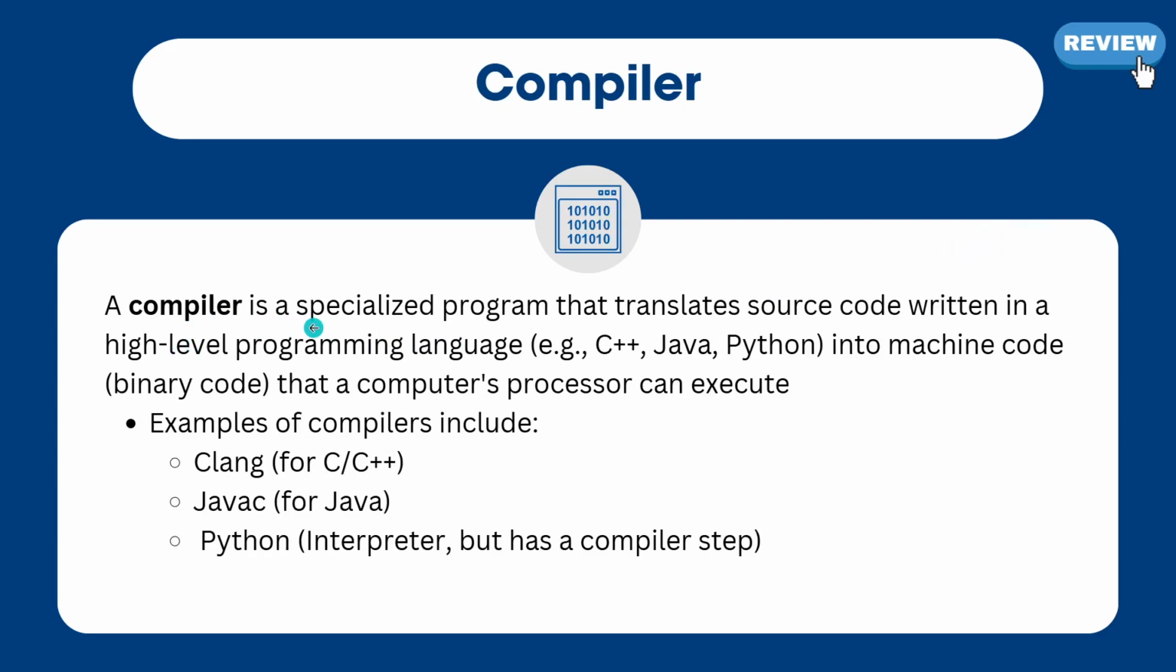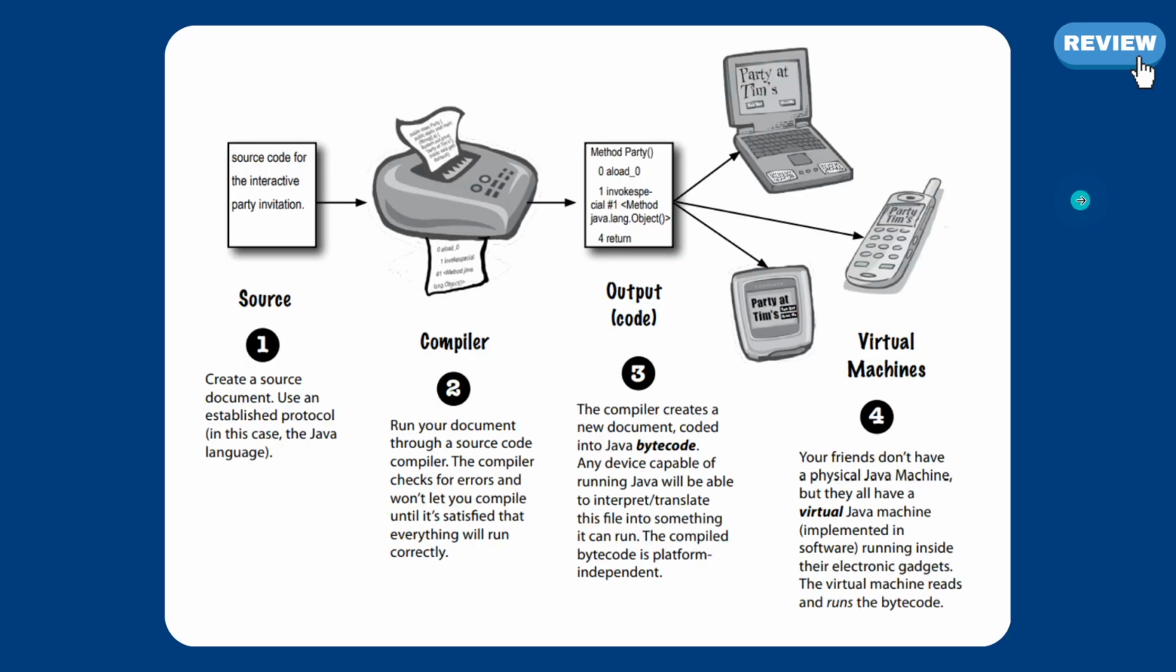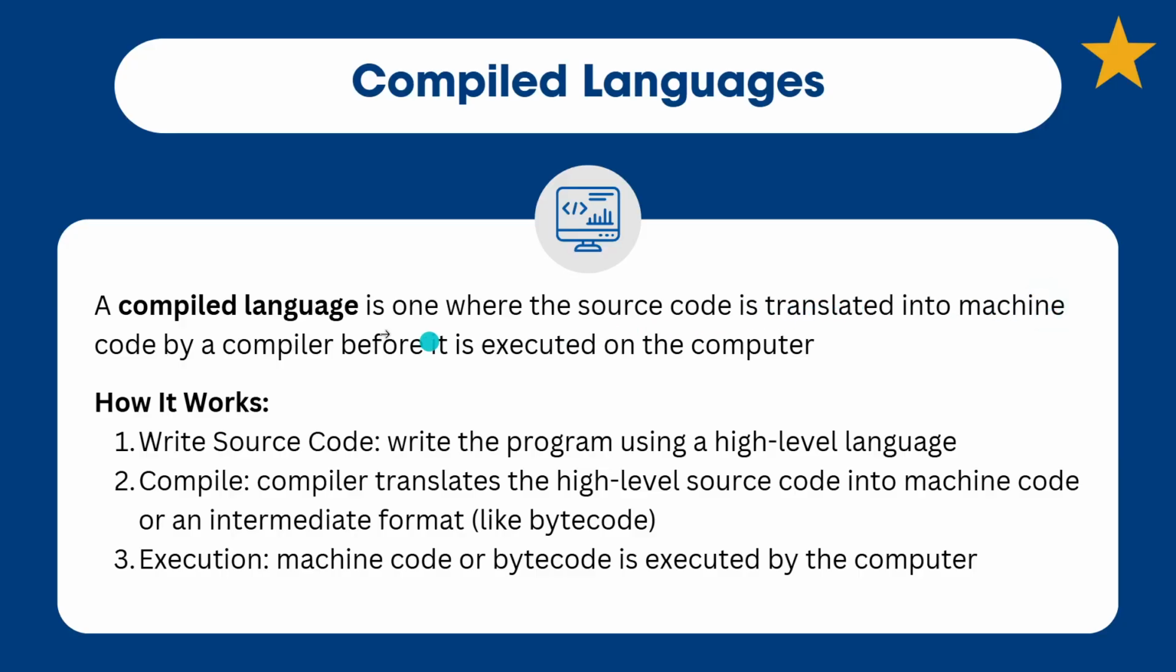And then remember, a compiler is a specialized program that translates source code written in high-level programming languages, in our case Java, into machine code. These are the steps for compiling Java code. So we have source code, compiler, and then it's output into bytecode, which is those .class files. So what is a compiled language? It's one where the source code is translated into machine code by a compiler before it is executed on the computer. So the steps for compiled languages are you write the source code, it's translated by the compiler, and then it's executed by the computer.